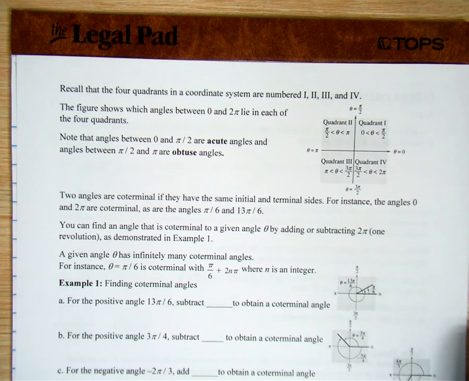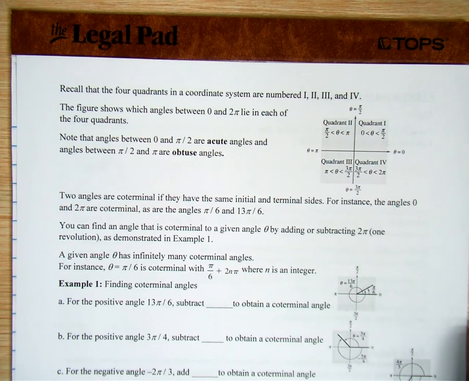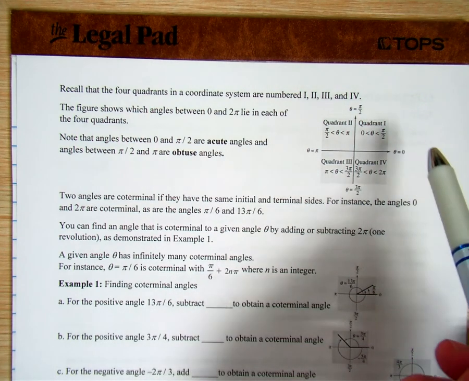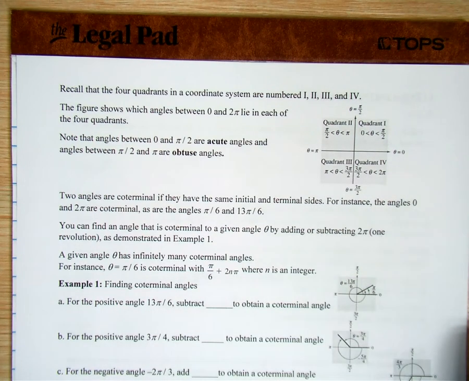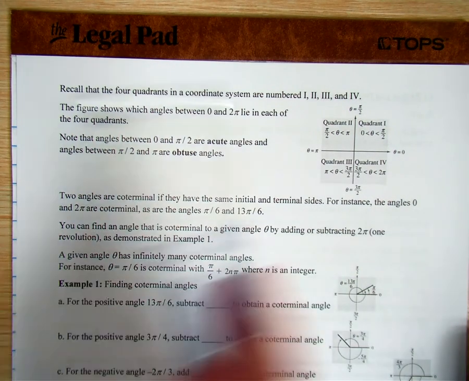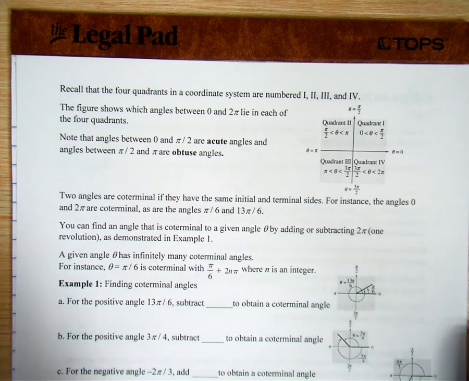Alright, recall the 4 quadrants in a coordinate system. Quadrant 1, 2, 3, 4, going counterclockwise. The figure shows which angles between 0 and 2 pi lie in each of the 4 quadrants. So we're probably pretty used to thinking about that in 0, 90, 180, 270, 360, and breaking it up like that. And now we're thinking about it in terms of pi. 0, pi over 2, pi, 3 pi over 2, and back to 2 pi, or 0.